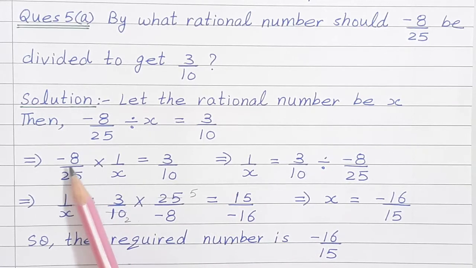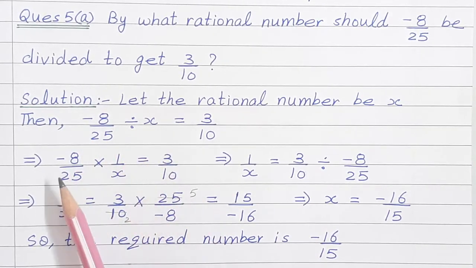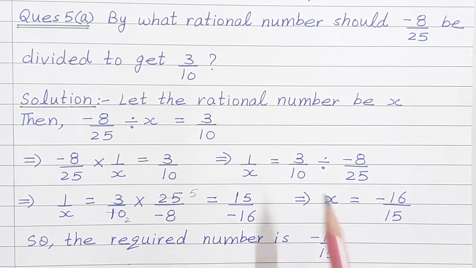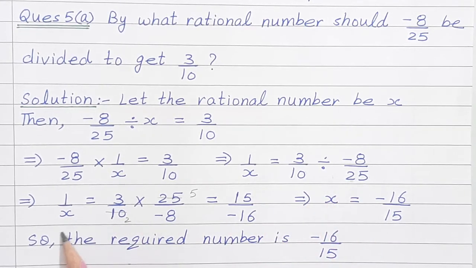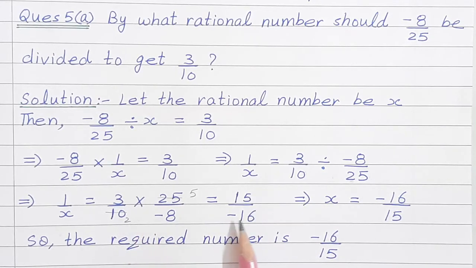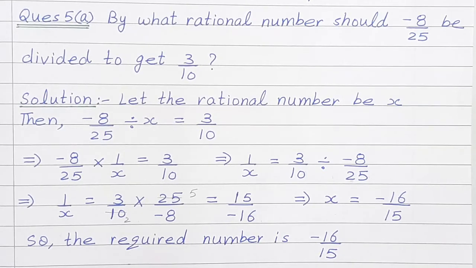Now minus 8 upon 25 will go to other side, that is left side to right side, and sign of division will come here. I hope you know how to shift the terms, right? So 1 upon x is equal to 15 upon minus 16. So after taking the reciprocals, x is equal to minus 16 upon 15. So this is the required number. Now children, I hope you all have understood the exercise very well.